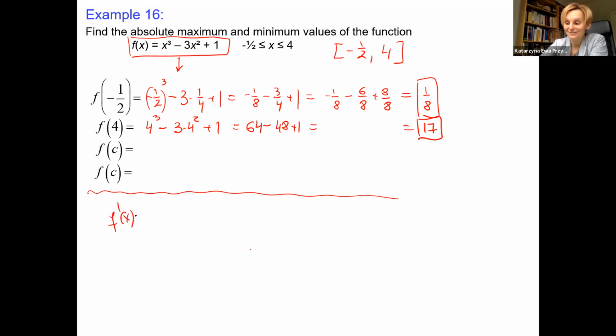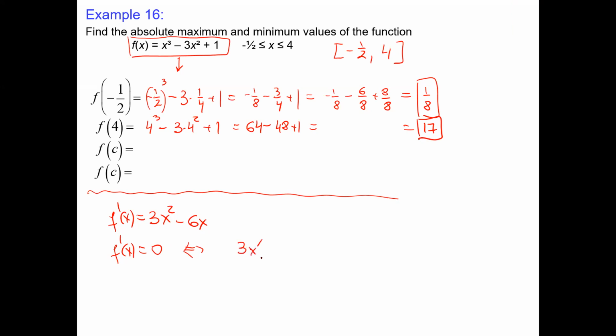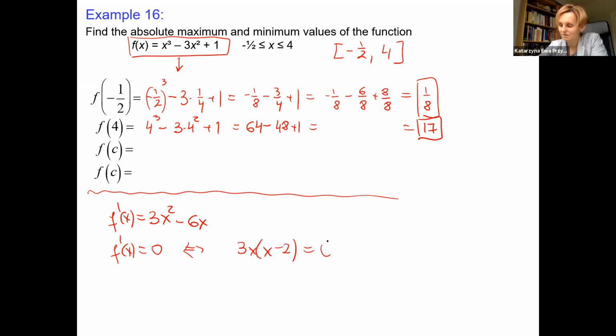We need the derivative. It's 3x squared minus 6x. And this derivative is always defined, so we will only need the zeros. We don't even have to set up where the derivative is undefined because there's no fraction. The derivative is 0 if this expression is 0. I just factor out 3x. 3x equals 0, or x minus 2 equals 0. x is 0 and x is 2. Perfect. 0 and 2 are the critical points.